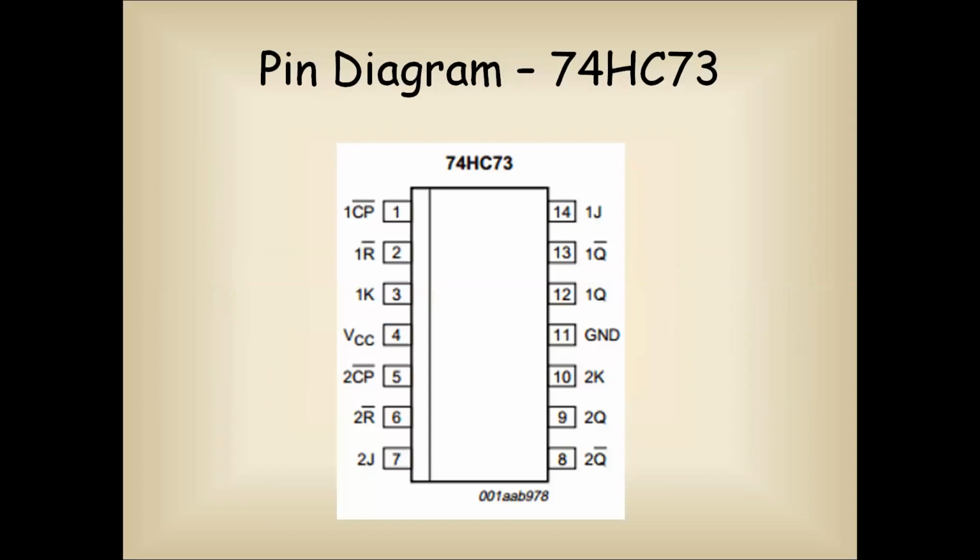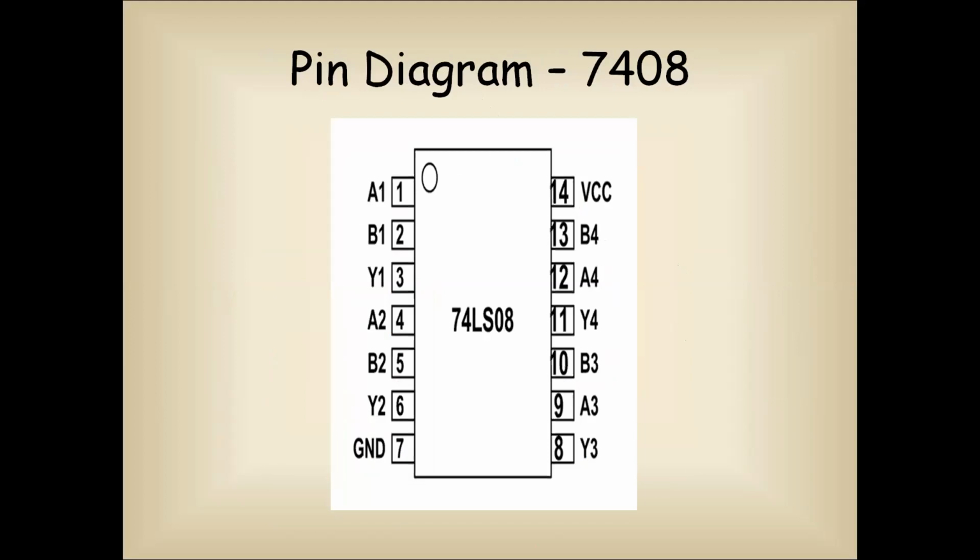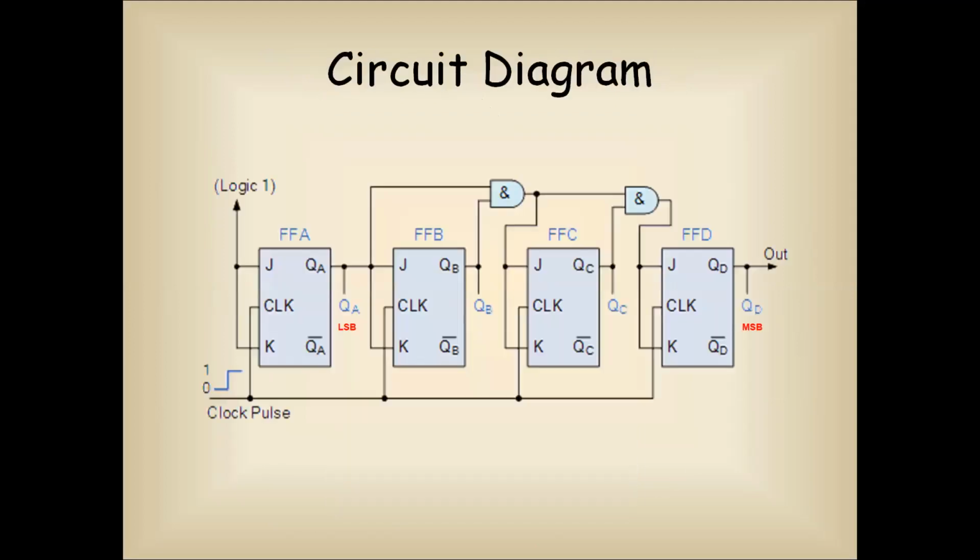So this is the pin diagram of the JK flip-flop IC which you are going to use, and the AND gate IC. And this is your circuit diagram. Since we are developing a 4-bit counter, we are going to use 4 JK flip-flops here: flip-flop A, B, C, and D. And always remember, to the rightmost side you have your MSB, and to the leftmost side this is your LSB. And why it is called synchronous is that the same clock signal is being applied to all the flip-flops simultaneously.